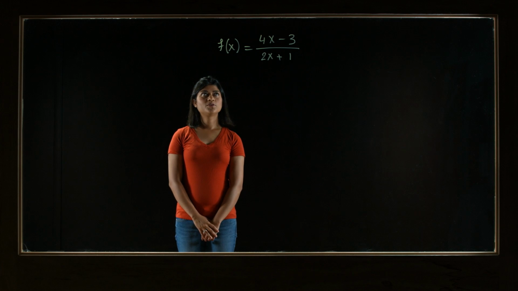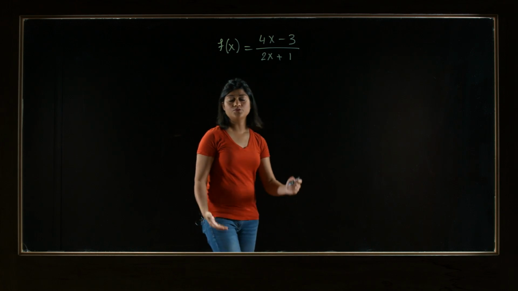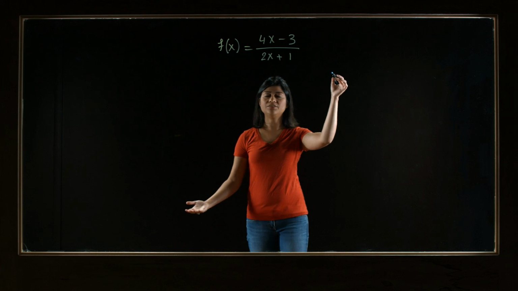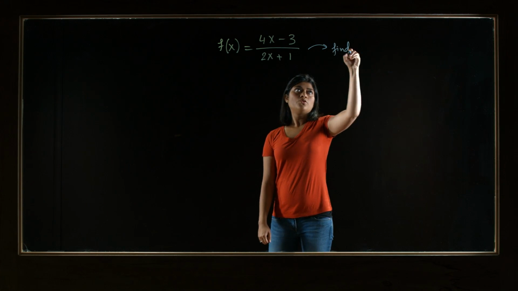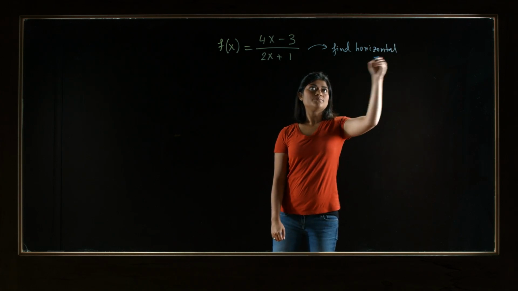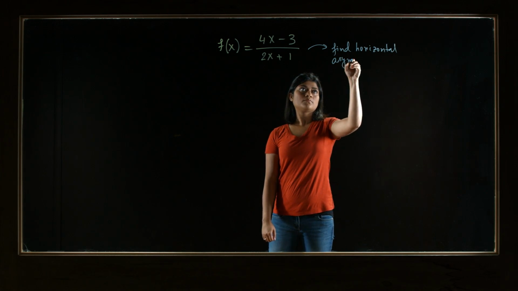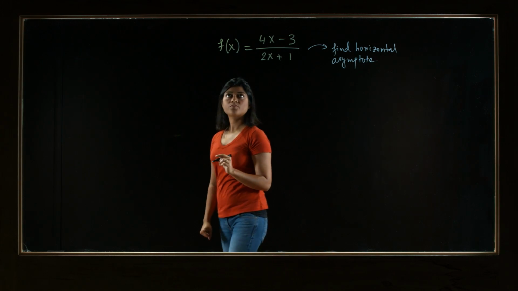In this problem, we have a function and we have to find the horizontal asymptote to the graph of the function, if there is any. So, you have to find the horizontal asymptote. Okay, so how do we do that?